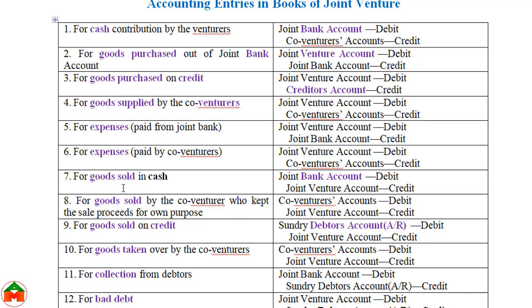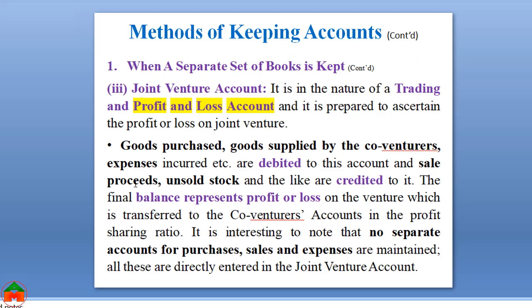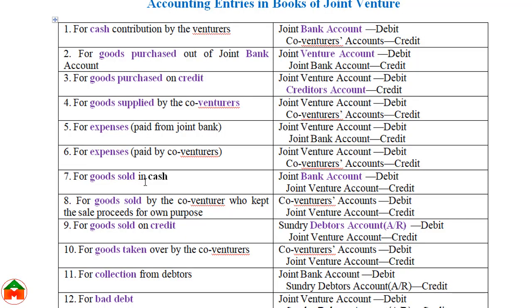So whenever there is a sale of goods in cash, then due to increasing amount in cash, the bank account debit, and we have learned that all the sale proceeds and unsold stock should be shown in the credit side of joint venture account. That means joint venture account would be credit for sale proceeds and unsold stock. So goods sold in cash, bank account debit, joint venture account credit.